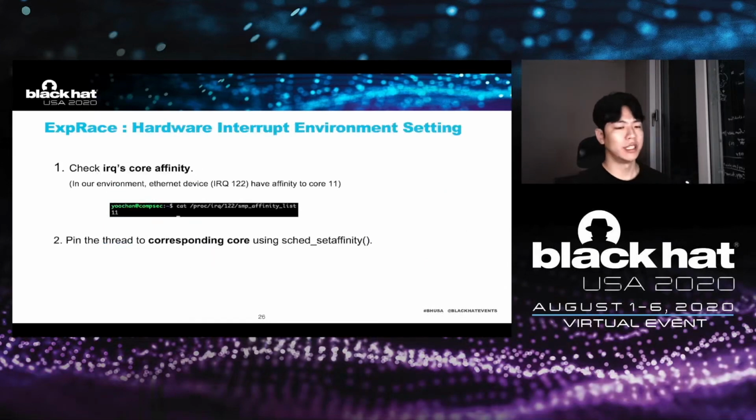And the second method is hardware interrupt. Before sending interrupts, we need two steps. The first step is checking the core affinity of each IRQ. The core affinity of an IRQ can be checked through the file shown in the figure. This file has read permission for non-privileged users, so an attacker can find out the specific core. The second step is pinning the thread that has the time window needed to be extended to that core.